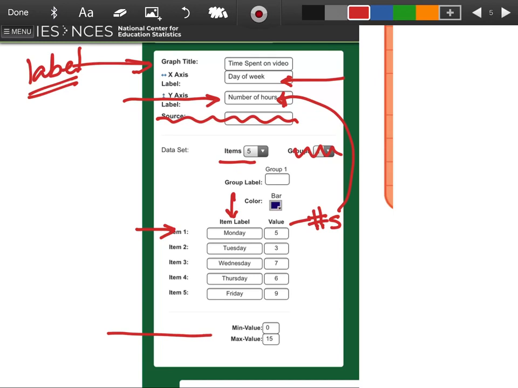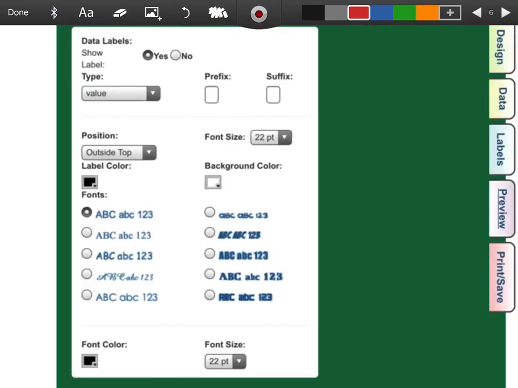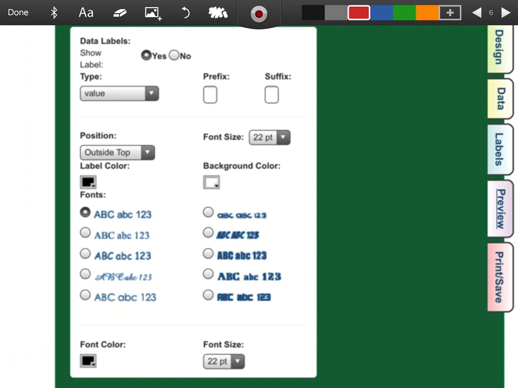Then you have this little bottom part right here, this minimum maximum. Minimum maximum is talking about how tall is my graph going to go. So I want it to start at 0 and I want it to stop at 15. And then the graph is going to immediately fill in all these numbers all by itself. You don't have to worry about it. But you need to tell it a start and a stop point. Okay, then I go to finishing up with labels.